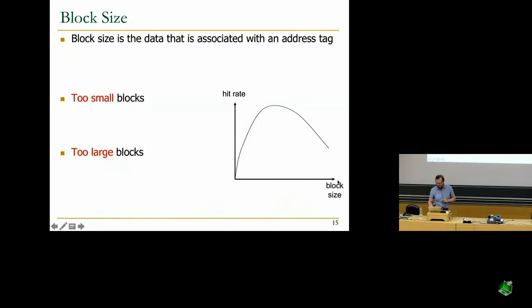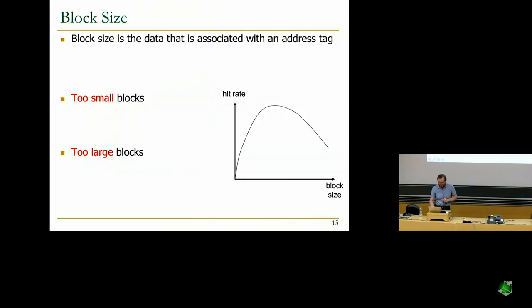And usually you have a curve that looks like this, assuming the cache size is constant. So given a cache size, let's say 1 megabyte, do you want to have 8-byte blocks or 64-byte blocks or 1 megabyte block? If you have a 1 megabyte block, you have only one block in the cache. If you have 64-byte blocks, you have somewhere in between. If you have 1-byte blocks, you have a million blocks, right?